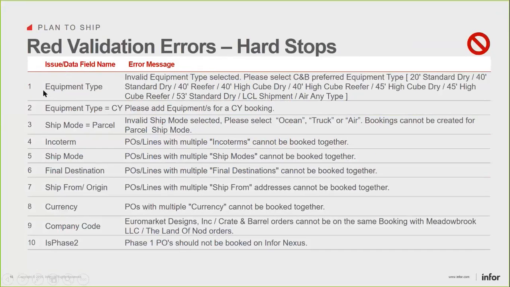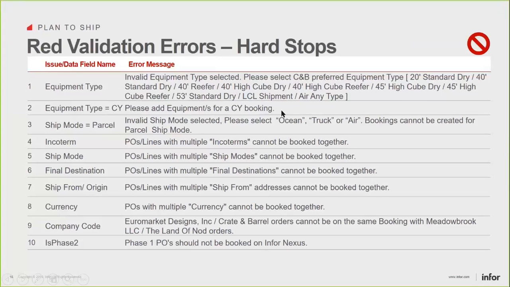For example, equipment type. When there's an error message displayed on the plan to ship that shows invalid equipment type selected, please select Cranberry preferred equipment type. This is because the selection for the equipment type field is not from Cranberry's preferred list. So the supplier needs to edit the plan to ship and update the equipment type to be one of Cranberry's preferred equipment types.